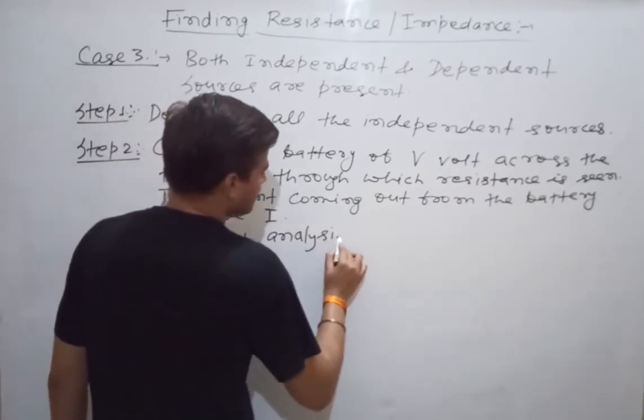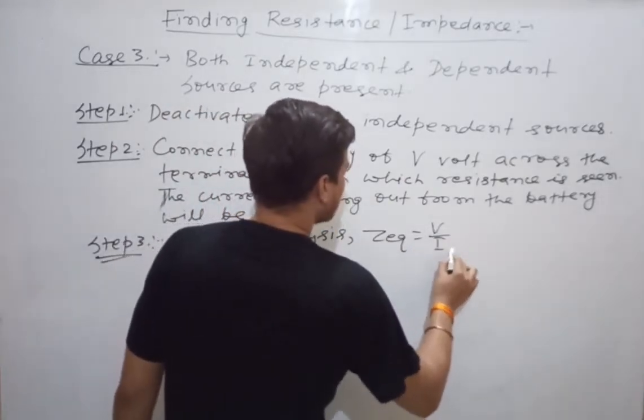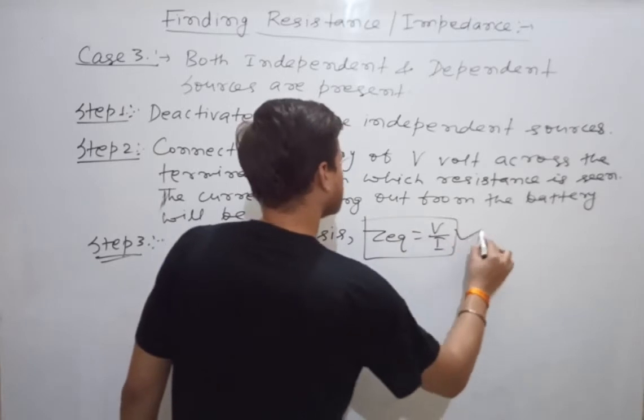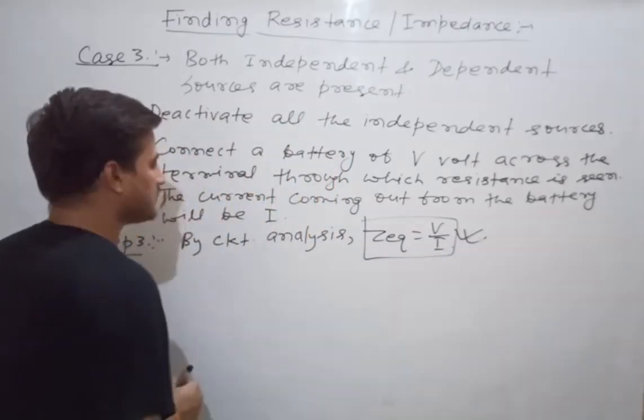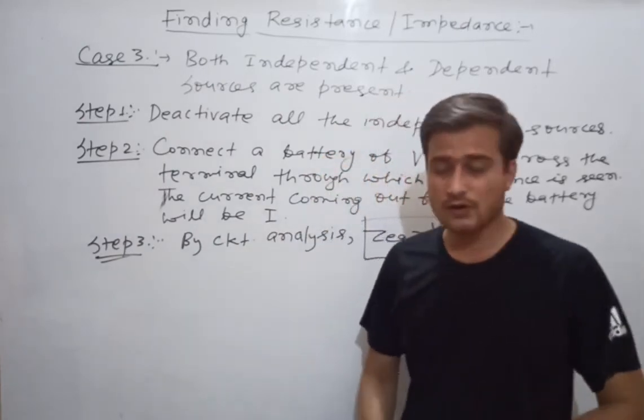By circuit analysis, Z equivalent will be equal to V divided by I. That will be your answer.